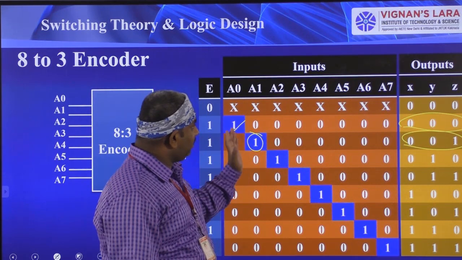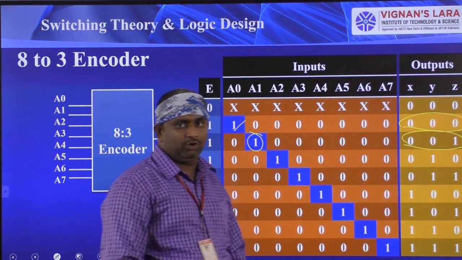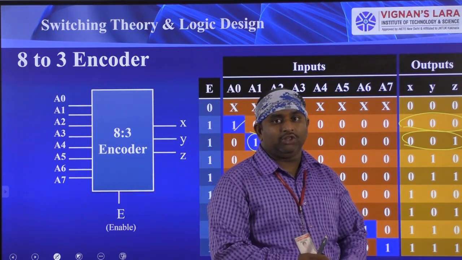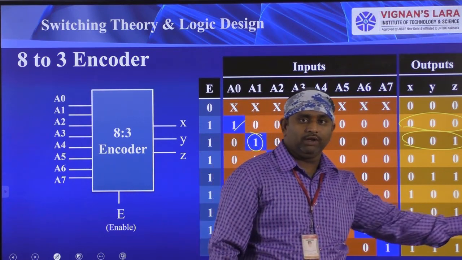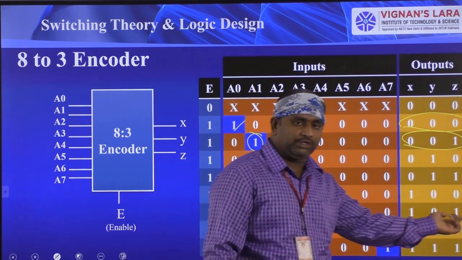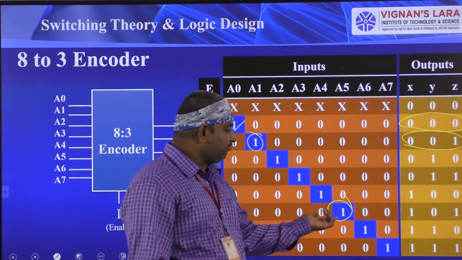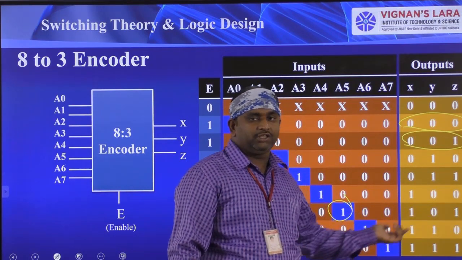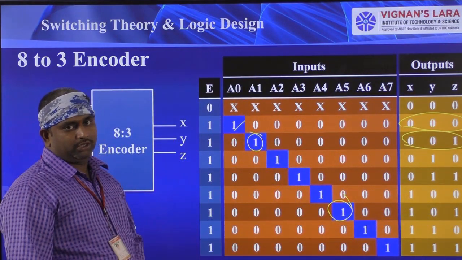Okay, so like that, if A2 is there, then automatically the output combination is 010. It is a very simple thing. If A5 is there, automatically the output combination is 101. So how have we represented this 101? Based on the decimal to binary conversion, with the weightage, the value 5 has the equivalent binary number 101. Okay, like that we have represented here. This is the 8 to 3 encoder.